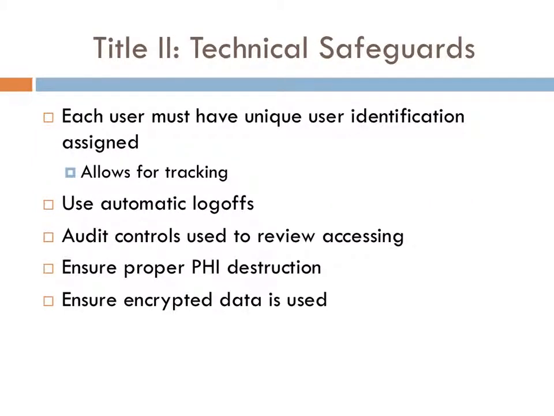Technical safeguards include unique user identification, user account administration, emergency access procedures, audit controls, electronic data integrity, and transmission security. Each user that has access to any protected health information should have a unique user identifier assigned to them.